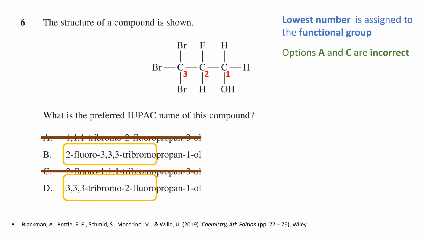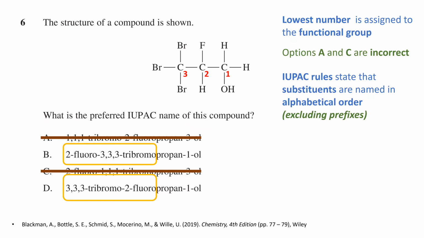Comparing options B and D, we can see that the naming only differs with respect to the ordering of the side groups, or substituents. We therefore ask, does the lower number come first, or is it alphabetical? According to IUPAC rules, the compound is named with side groups or substituents ordered alphabetically.